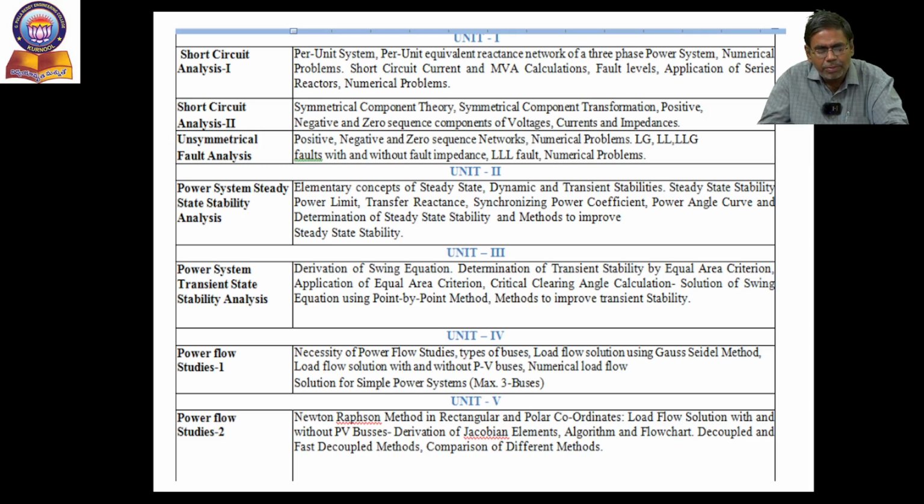And the third topic in the first unit is unsymmetrical fault calculations. Unsymmetrical fault calculations involve the positive, negative and zero sequence networks, how to draw them, and what the sequence network diagrams are for unsymmetrical faults like LG, LL and LLG faults, with and without fault impedance. One more is the triple L fault, that is a symmetrical fault.